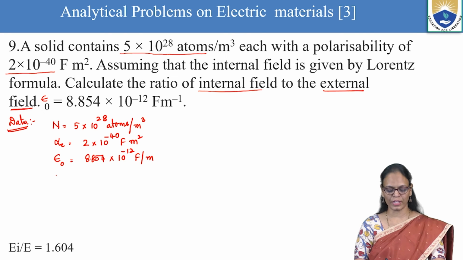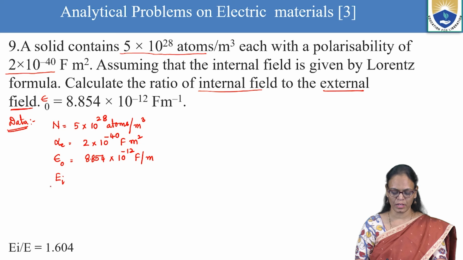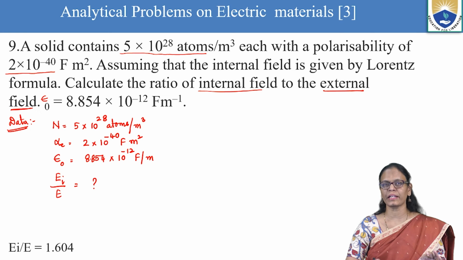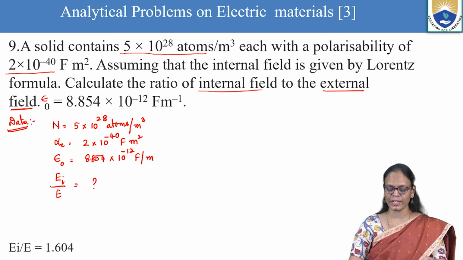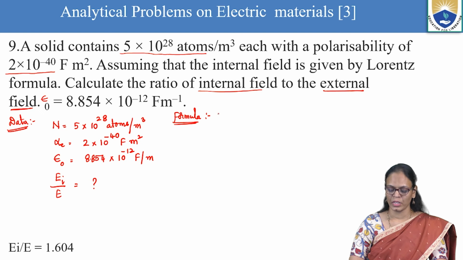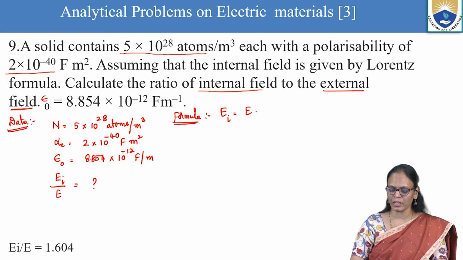And what we have to calculate is EI upon E. That is the ratio we have to calculate. EI is the internal field and E is the external field. So let us first write the formula. So formula for EI. So EI is always equal to E plus P by 3 epsilon naught.